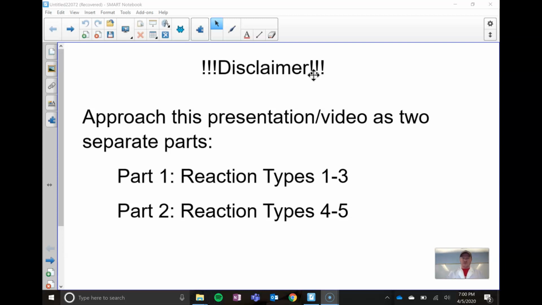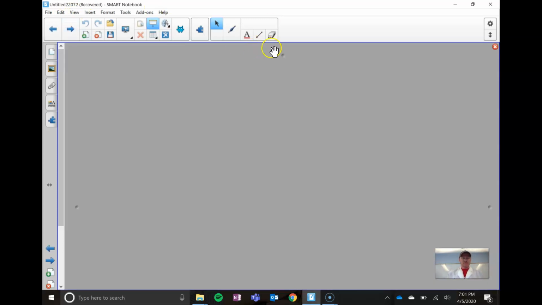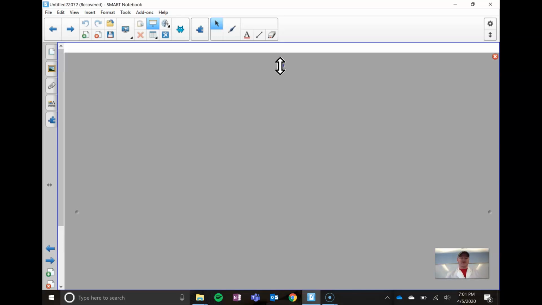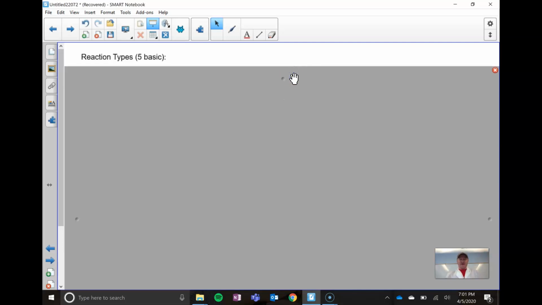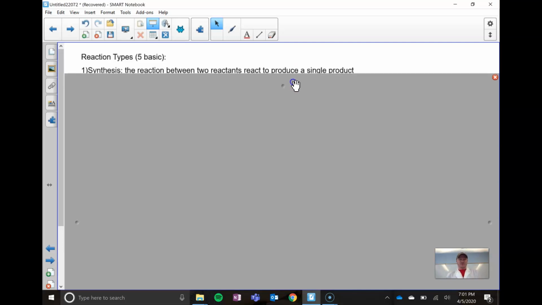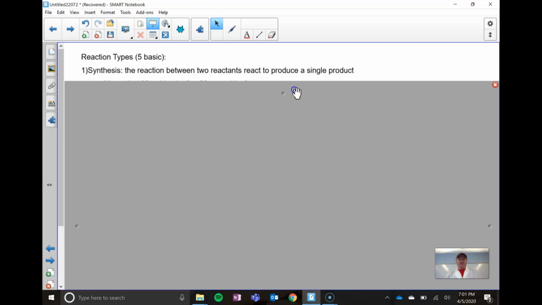Okay, so we're going to jump right in. This topic kind of piggybacks what we talked about last week about building chemical equations. We had to learn how to build and balance those chemical equations before we got to these reaction types. So we're going to look at the reaction types. There's 5 basic reaction types. We're going to take them one at a time, starting with the first one.